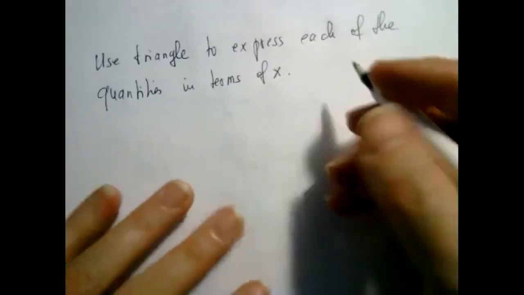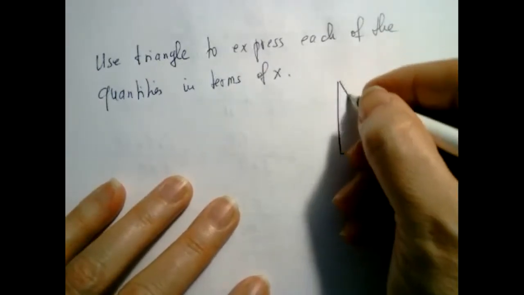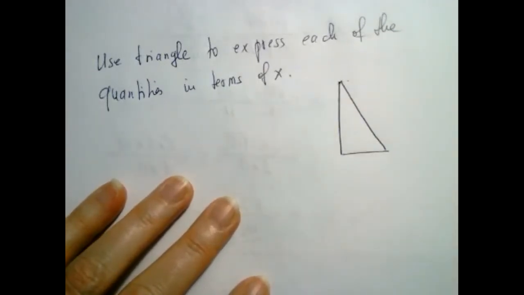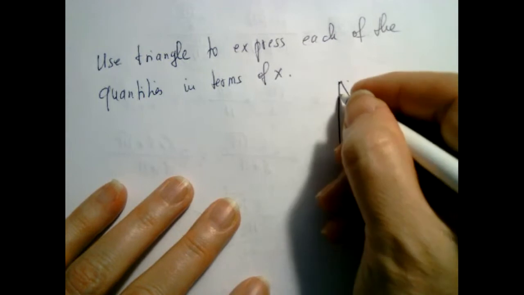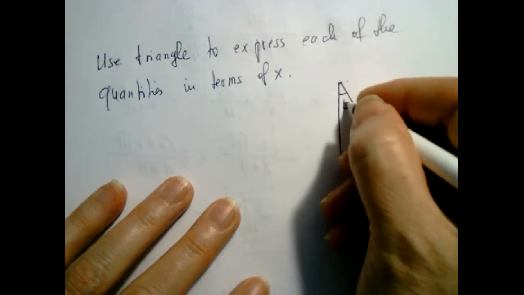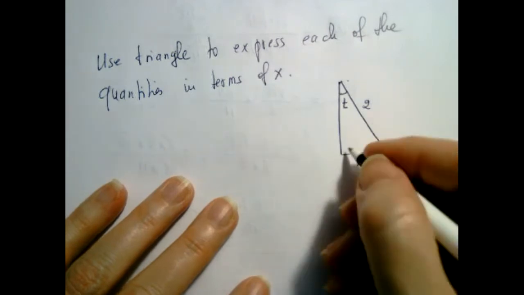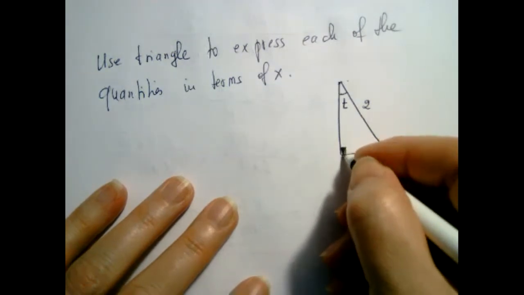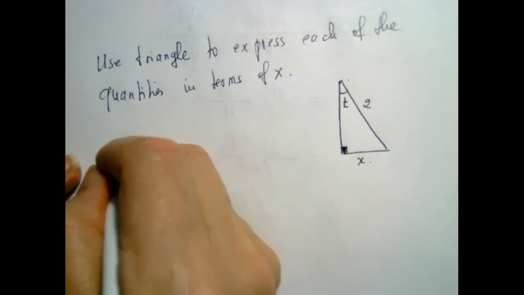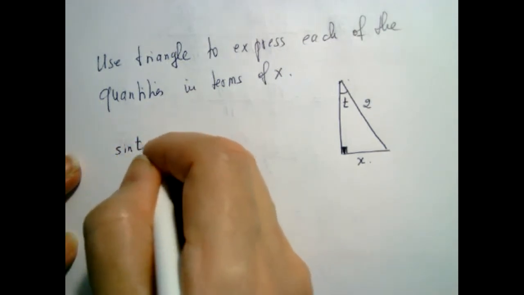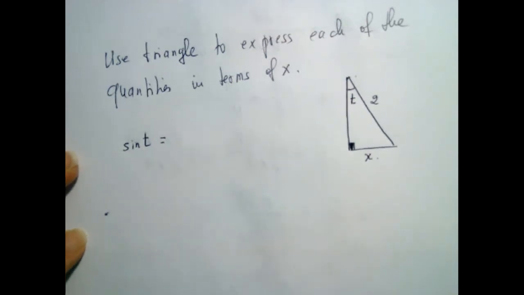So suppose I have this right triangle. Okay, this is my triangle. And this is my x, and this is a 2. And this is an angle, I'm going to call it T. This is a right triangle. I'm going to give you a bunch of quantities, and I want you to express them in terms of x. So the first easy one: what's the sine of t? Do it quickly. That's your triangle. What's the sine of t using the triangle?